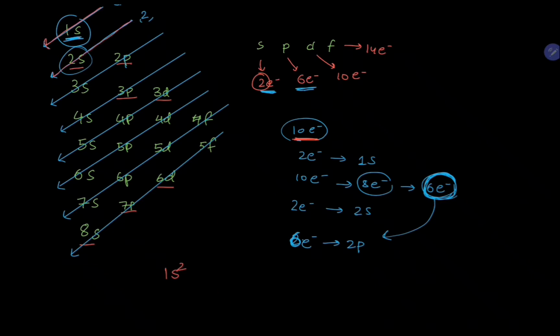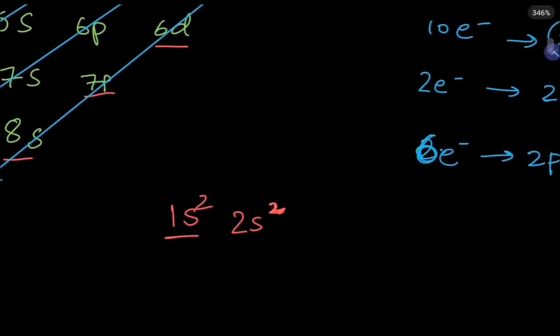Next it went to 2s. Okay, you will write 2s also. What is the capacity of s again? It's 2. Same. So you will put it 2 like an exponential form, but it doesn't mean that there is any exponent there. It just tells how many electrons are there in the particular shell. So this is the shell. This is the number of electrons that are present in that particular shell.